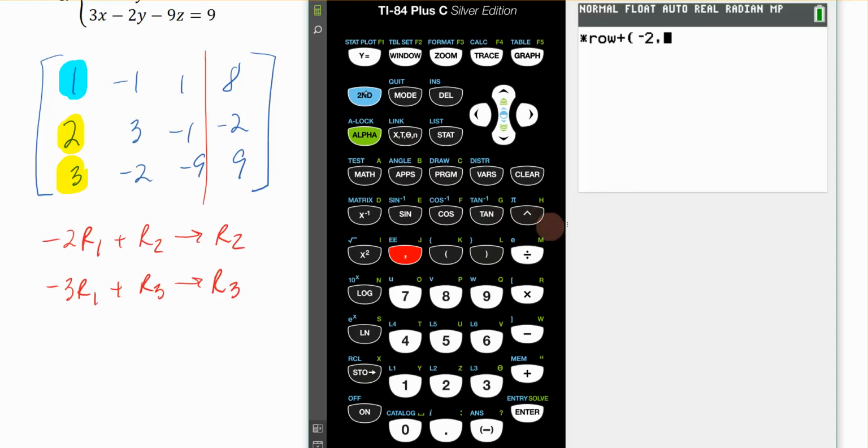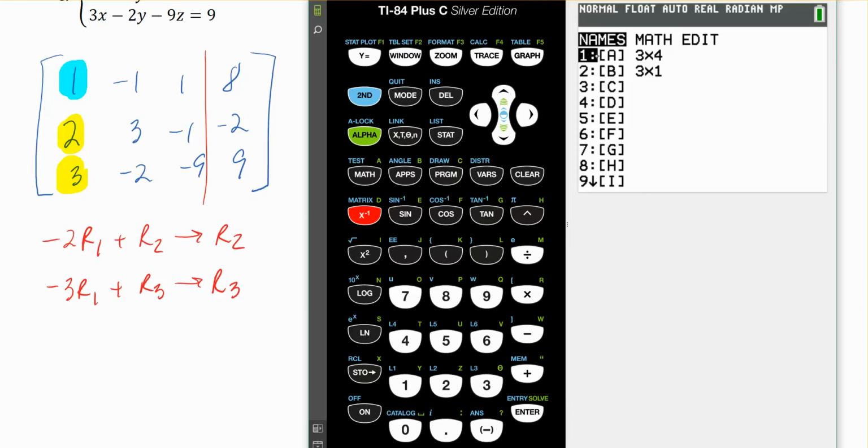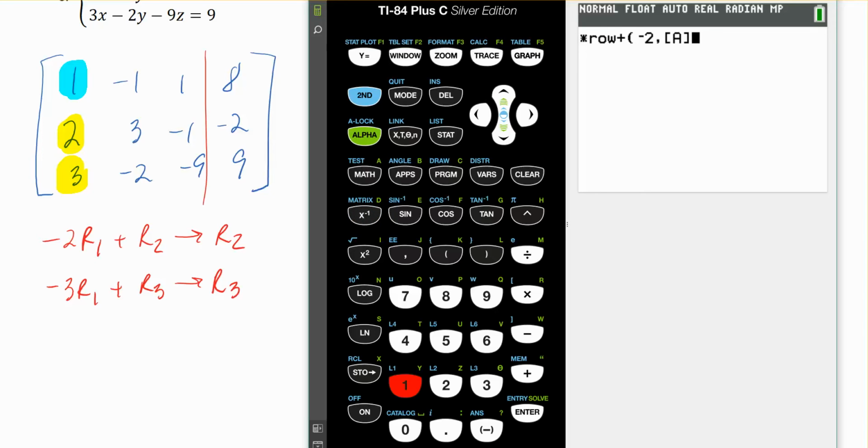So I'm going to go back to second matrix, and this is where I choose option number 1 under names, because that was the matrix that I put all of my stuff into to begin with. So number 1, and see, it put in brackets matrix A for me right here. I got to put another comma, because what am I multiplying by in matrix A? Well, I'm going to multiply negative 2, and I'm applying that to row number 1. That's where the 1 comes in. And then I'm going to add that to row number 2.